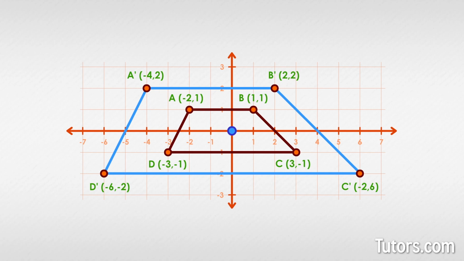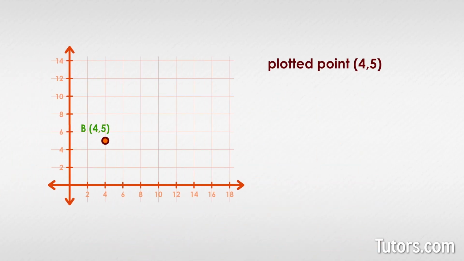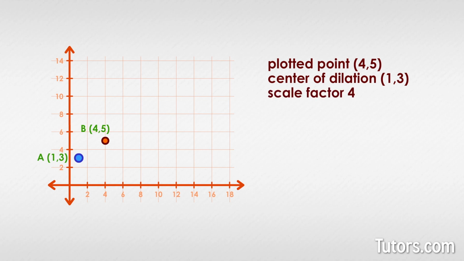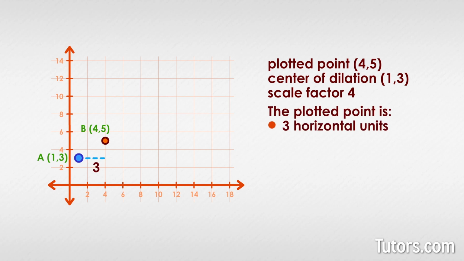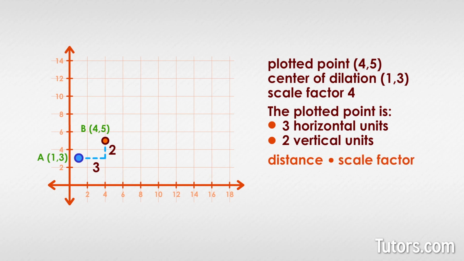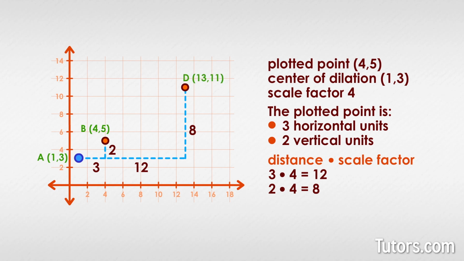You can move the center to any place on the coordinate plane you wish. Here is a point 4, 5, with the center of dilation at 1, 3. You are asked to plot the image point using a scale factor of 4. The plotted point of our preimage is 3 horizontal units away from the center of dilation, and it is 2 vertical units away. Multiplying these distances times the scale factor 4 means our new point must be 12 horizontal units from the center of dilation, and 8 vertical units from the same center of dilation, at 13, 11.